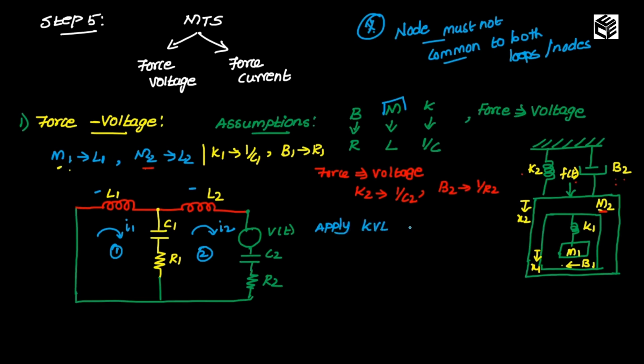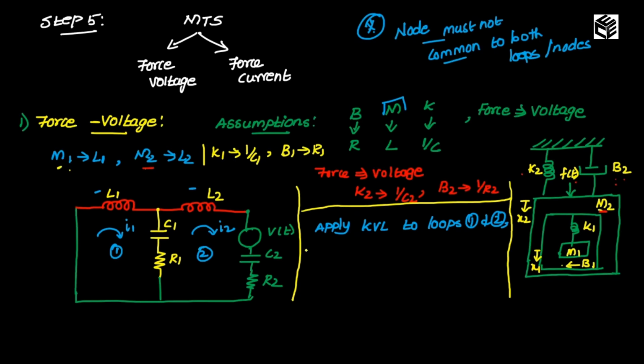Now I'm going to apply Kirchhoff's voltage law to loops 1 and 2. I'm going to apply Kirchhoff's voltage law for loop 1. What is the answer? There is no voltage source, therefore that is 0. So what are all the elements and formulas related to each node? I need to know the formulas, correct?